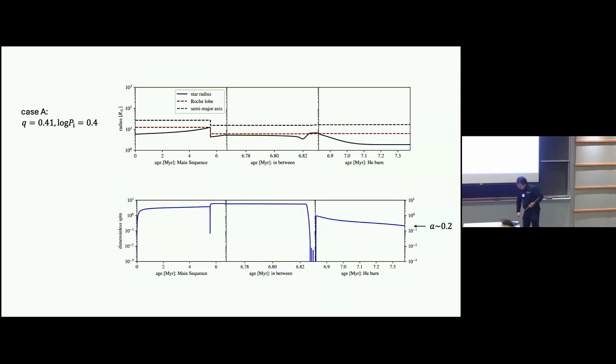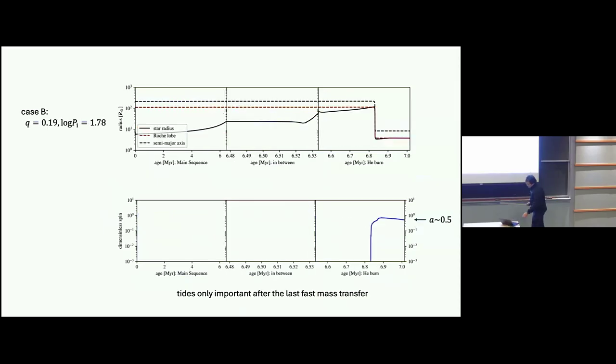If you look at these individual cases and look at the angular momentum, this is the dimensionless spin of the star, but basically that tells you the angular momentum. What matters is actually only what happens after this mass transfer phase, because whatever angular momentum accumulated before is going to be removed by the huge mass loss during mass transfer, and eventually you have tides working in this stage that give you some spin. So the tides are only important after the last, fast mass transfer phase. For the case B system, this is also true, but somehow you have higher spins.